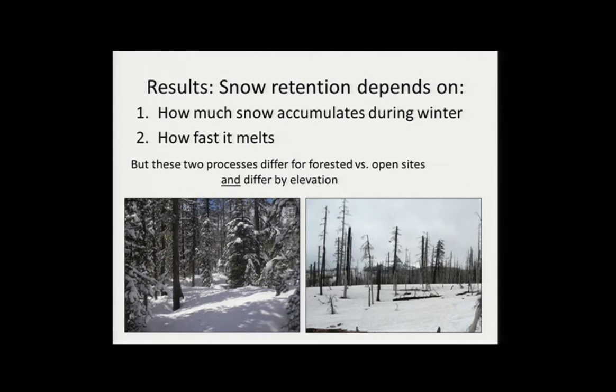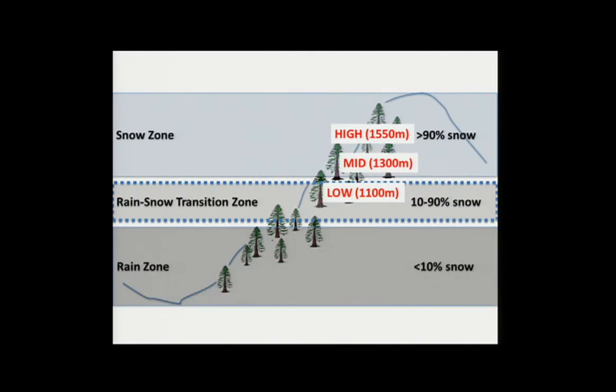So the snow retention, though, depends on the elevation. When I'm talking in the subsequent slides about the low and the mid sites, the low site is just at the kind of the top of the rain-snow transition zone. The mid site is at the bottom of the snow zone. So those are actually fairly warm in terms of snow. And then the higher site really is dominated by snowfall.